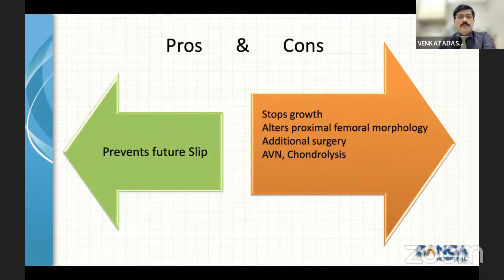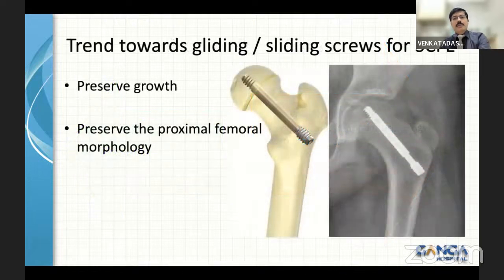What are the advantages? It prevents future slip. So what are the disadvantages? If you look at it very carefully, it can stop the growth of the proximal femur, which will definitely alter the morphology. And it's an additional surgical procedure. Whatever said and done, it is an additional surgical procedure. And there are reports of avascular necrosis as well as chondrolysis. You know that when you operate on a normal hip and cause a complication, it is very bad. So you should be looking at the risk and benefit before doing this procedure.